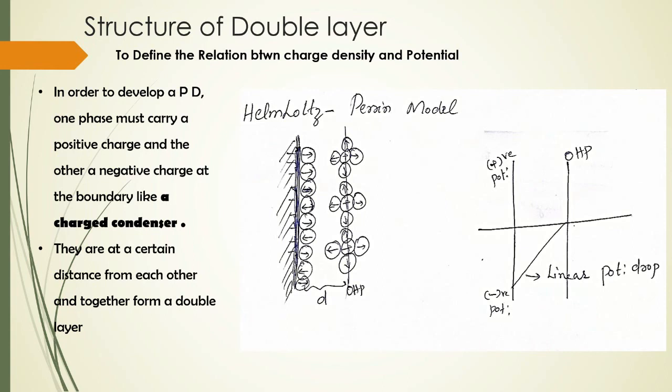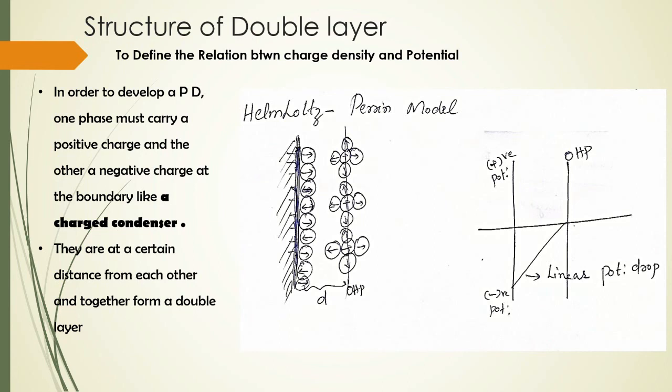If you want to get a relation between the charge density and the potential, we should understand the nature or the structure of the double layer. So there are many theories that came up to study the structure of the double layer, and among them the first one is the Helmholtz-Perrin model. In this theory, they said that in order to develop a potential difference, one phase must carry a positive charge and the other phase must carry a negative charge at the phase boundary, as in the case of a charged condenser.